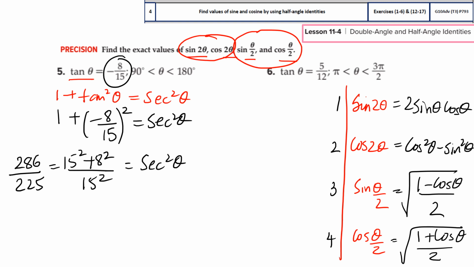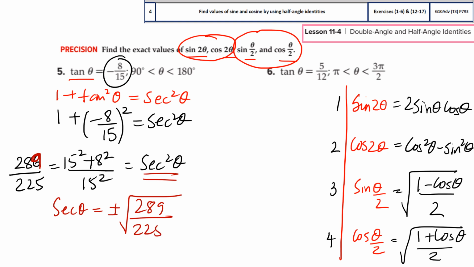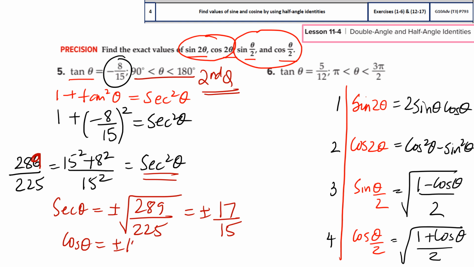Okay, so one mistake here is 9. So now this is secant square. I need secant, that will be plus minus square root of 289 over 225. So do that, and 289 being a perfect square of 17, so this is plus minus 17 over 15. Now look at the quadrant. This is which quadrant? Second quadrant. So in second quadrant, your cos theta, which will be plus minus 15 over 17, will be negative. So I take the negative value, ignore the positive.